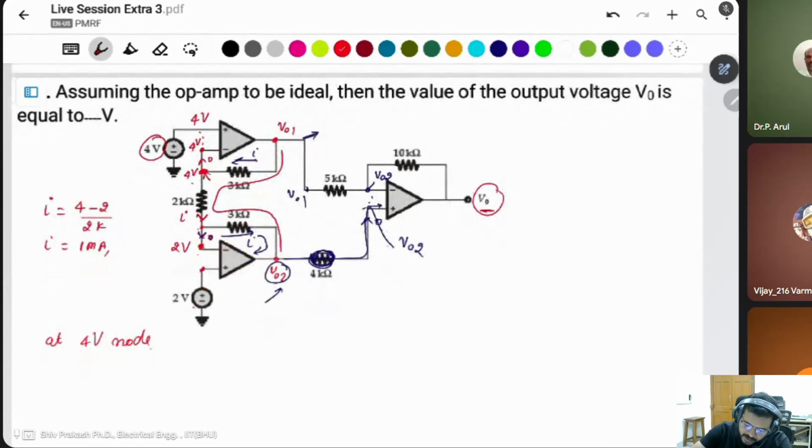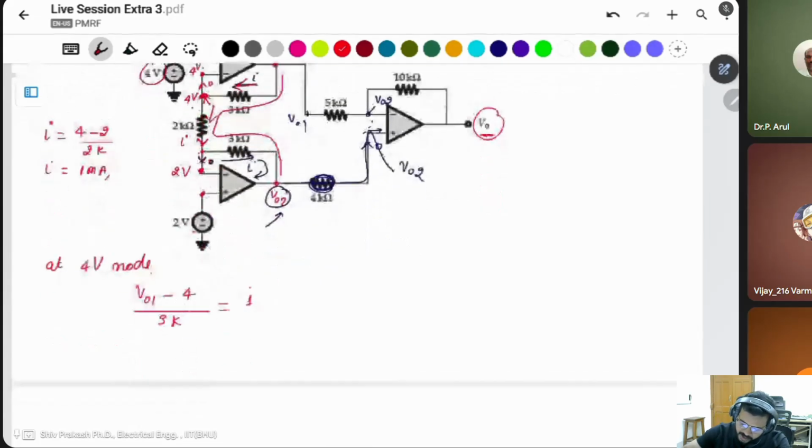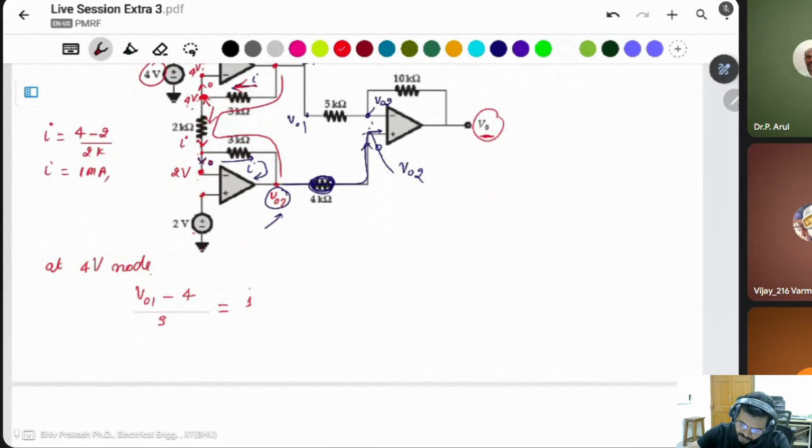Incoming current is the same as the outgoing current. Incoming current is V01 minus this voltage, 4 volt, divided by the 3k resistance, which is equal to the same as 4. This current is 1 milliampere, and you can say 1k multiplied by 3 is 3. What is V01? V01 is equal to 3 plus 4, which is 7 volt.